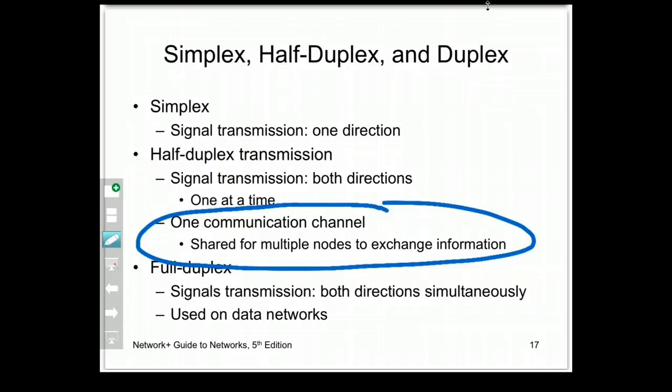Full duplex, this is single transmission, both directions simultaneously. This is where it began to be used on data networks, computer networks, okay? Both, all the time, constantly. As long as the machine's on, it's working, and it's doing its stuff.